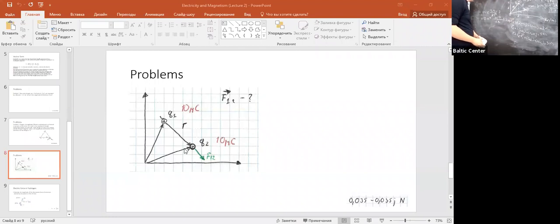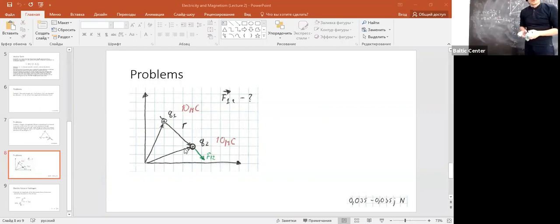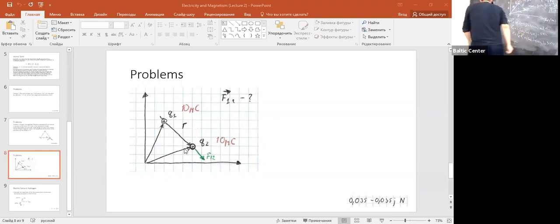Okay. So this one is 10 to the 9 multiply 10 to the minus 10. It means 0.1 or 10 to the minus 1. So 9 multiply 10 to the minus 1, it means 0.9. 0.9 divided by 18 is 0.05. Okay?